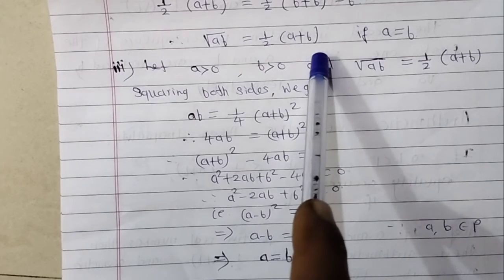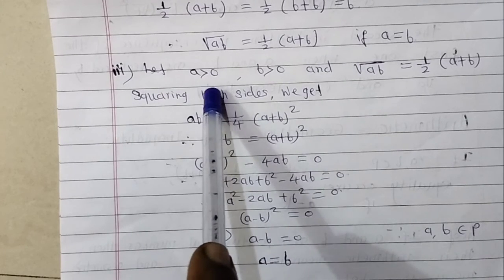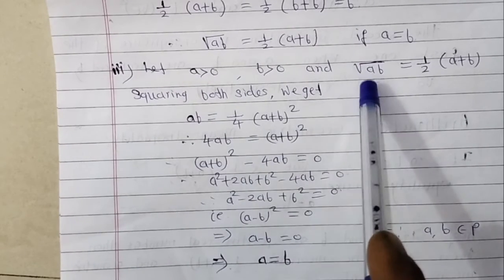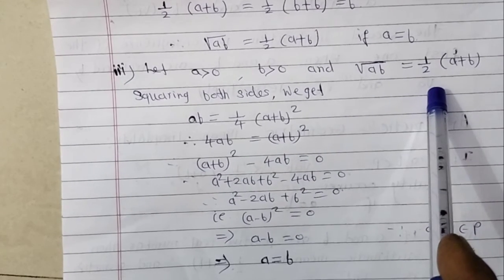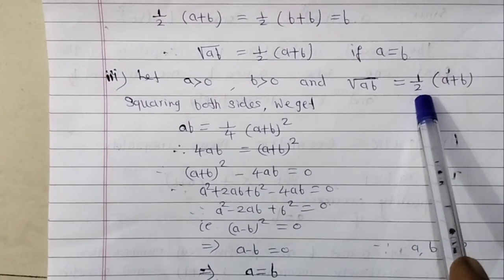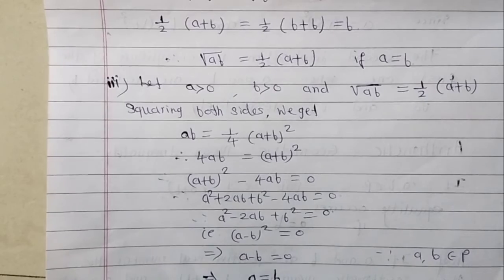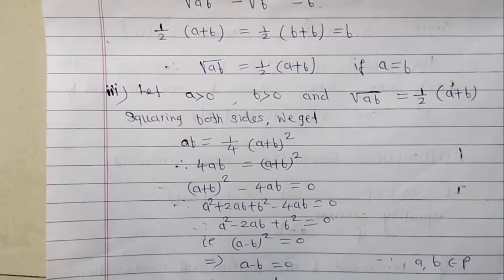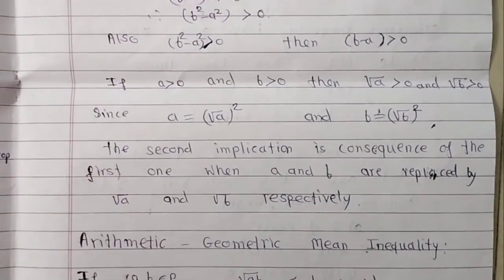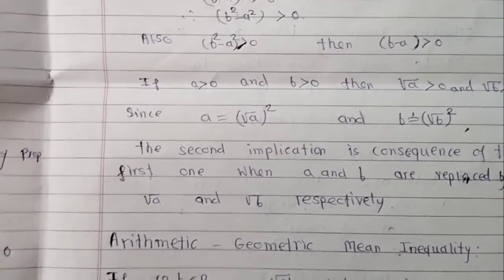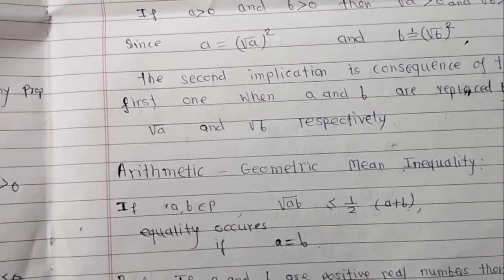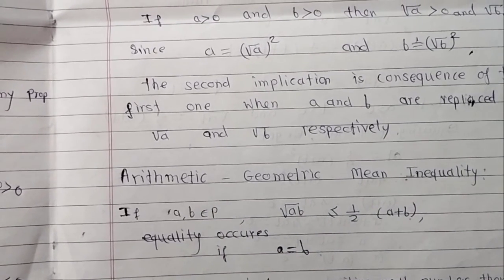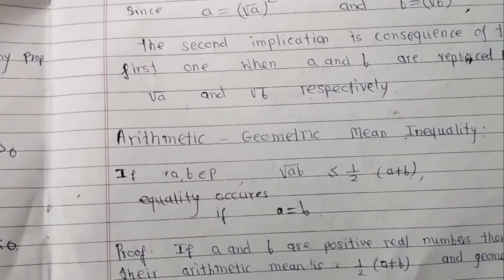Thus, if A is greater than 0, B is greater than 0 and square root of AB equals 1 upon 2 into bracket A plus B, this implies A equals B. Thus, we have proved this arithmetic property. That means if A, B belongs to P, square root of AB is less than or equal to 1/2 into bracket A plus B. Equality occurs if A is equal to B.